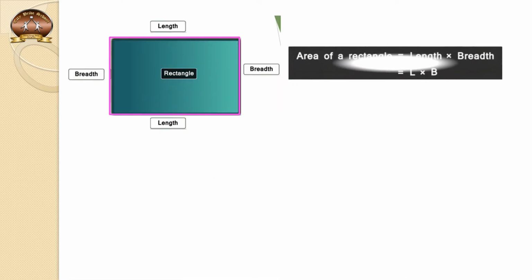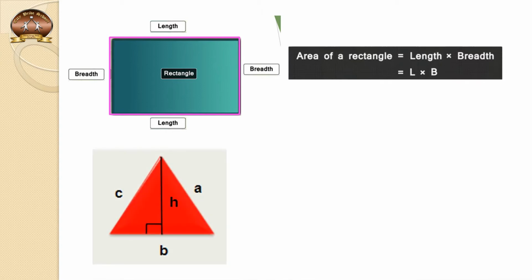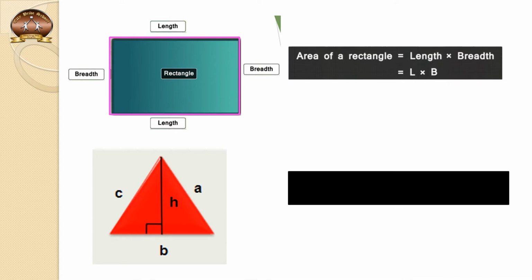Let us now find the area of a rectangle. Area of a rectangle is given by the formula L into B, that is length into breadth. Now, how is the area of a triangle given? Area of a triangle is given by the formula half into base into height. Here in this figure which I have taken, B is the base and H is the height.